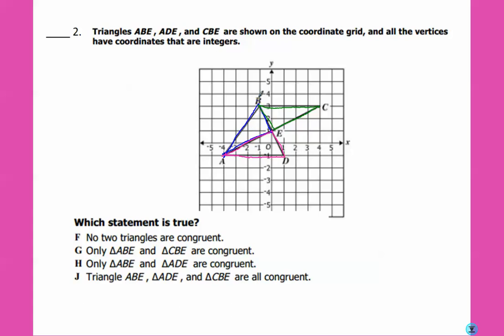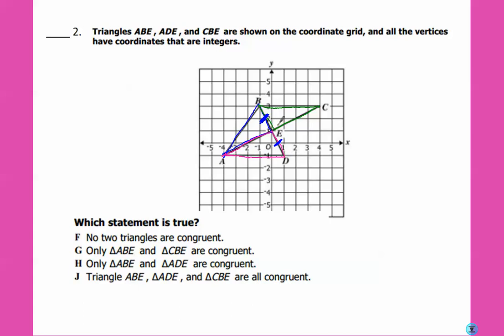So ABE and CBE share this side, so we know that they have this side congruent. That side, if we count, goes 1, 2, and then over 1. If this side does the same thing, then we know that those are congruent. So 1, 2, over 1. So all three triangles have one side that's congruent, so that's good.